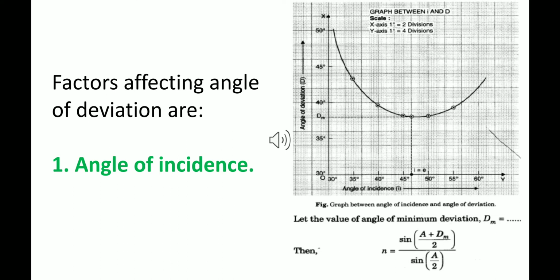Obviously, the angle of incidence affects the angle of deviation. How? We have understood. Firstly, the angle of deviation will decrease on increase of the angle of incidence. Then it will come to a minimum point, and then it will start increasing with increase in the angle of incidence. So we move further.